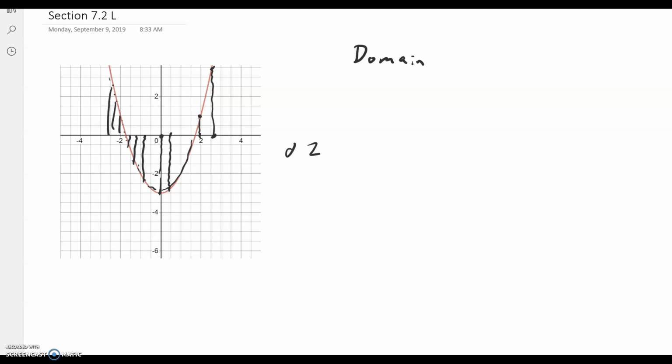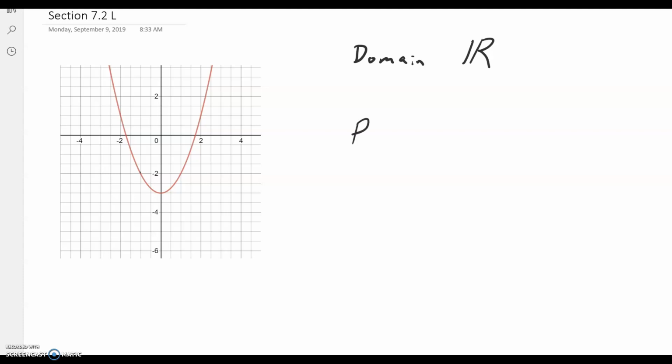So the domain is simply all of the x numbers of all the points on this function. So here the domain is all real numbers, and the easiest symbol for all real numbers is kind of a script R.